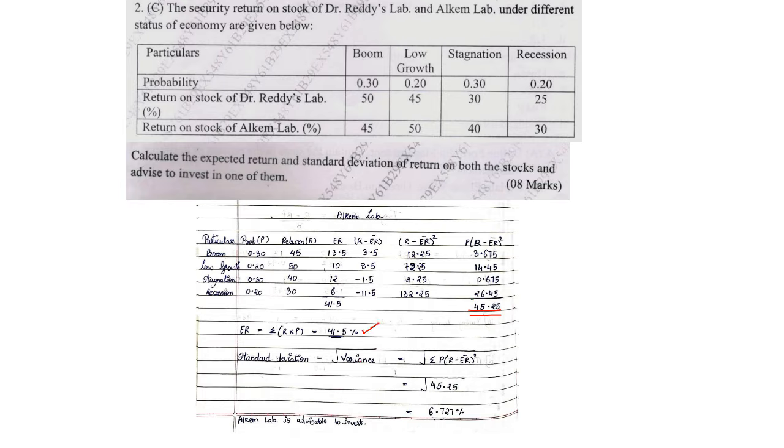Standard deviation was the root of variance. So the root of variance came to 45.25. We found the root and we got the answer as 6.727%.